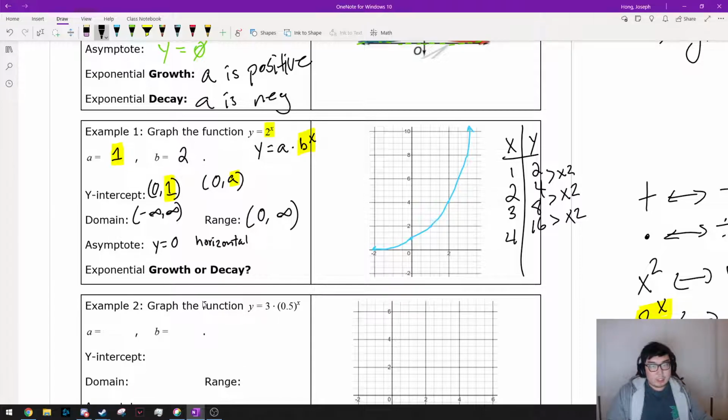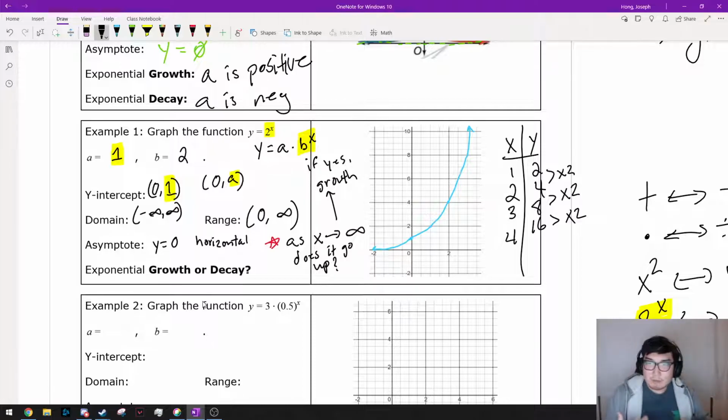So is this a growth or decay? A great question to ask yourself right here is, as x goes towards infinity, does it go up? If yes, it's a growth. Let's think of it as time. If you have something for a long time, does it gain more value or does it lose its value? So if it gains value, it's a growth.